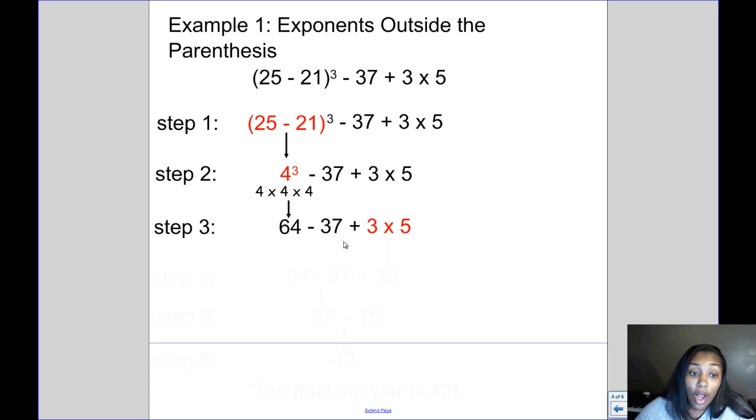So as we look at our problem, now we have to look for any multiplication and division. And I see I have multiplication here. So I'm going to take care of that next. So I'm going to do 3 times 5, which we all know gives you 15. So this becomes our fourth step.